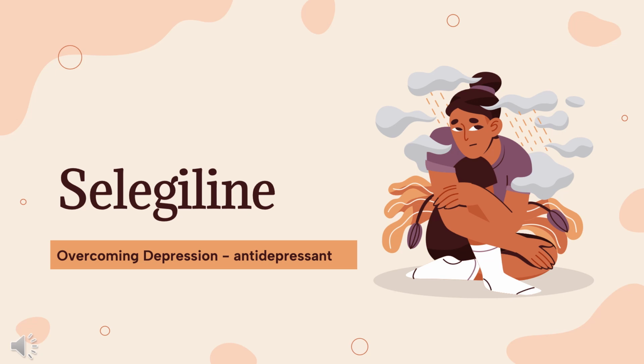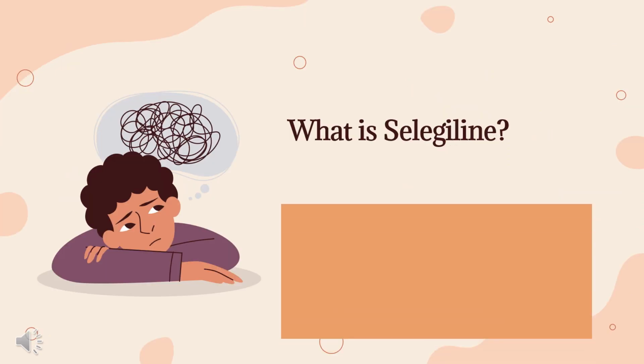Selegiline is a monoamine oxidase inhibitor used to treat major depressive disorder and Parkinson's. In this video, let's find out: What is Selegiline? What is Selegiline used for? Contraindication. What are the side effects of taking Selegiline? How does Selegiline work? How to use Selegiline?